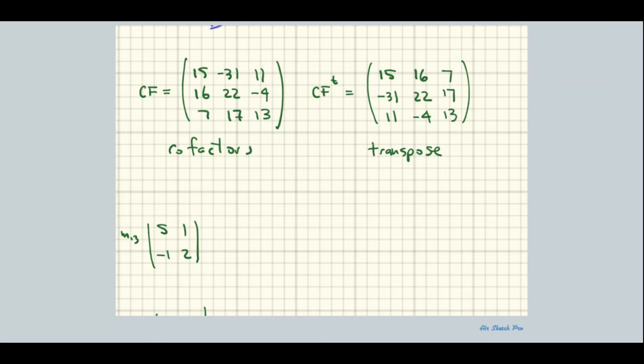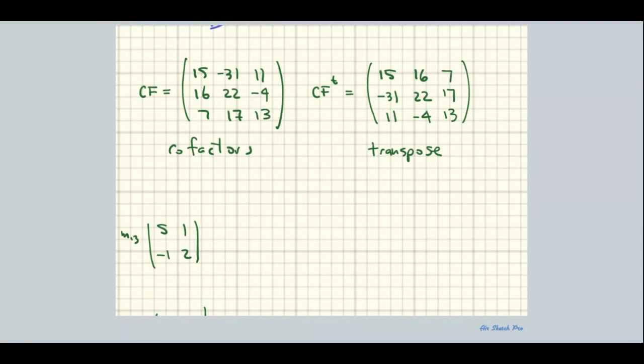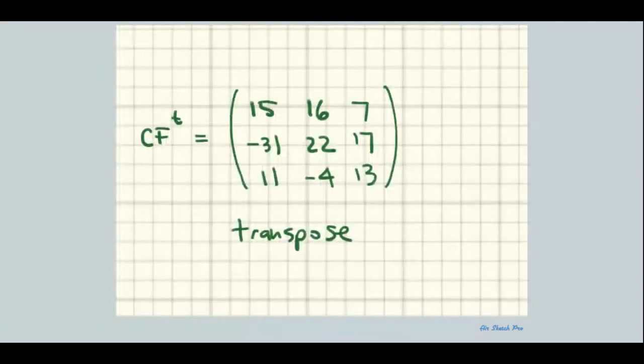So everybody see these numbers, okay? I need you to write down, at least in your notes for a moment, this transpose matrix. Write the 15, 16, 7, negative 31, 22, 17, 11, negative 4, 13. I need to do that because I'm going to change the window in a second. I want you to see something. I'll give you another moment or two to write down this cofactor transpose matrix. And now I'm going to move over to another screen, to another tab.